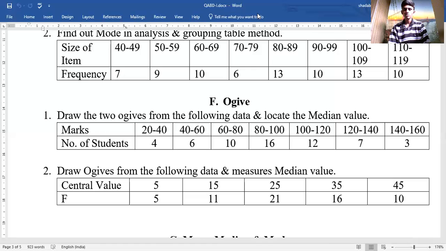Now I will take this problem and I will try to solve. Problem number 1. Draw the ogives from the following data and locate the median value. Marks they have given 20 to 40 till 140 to 160. Number of students 4, 6, 10, 16, 12, 7 and 3 they have given. By taking this one, I will solve OGIVE and I will calculate median.